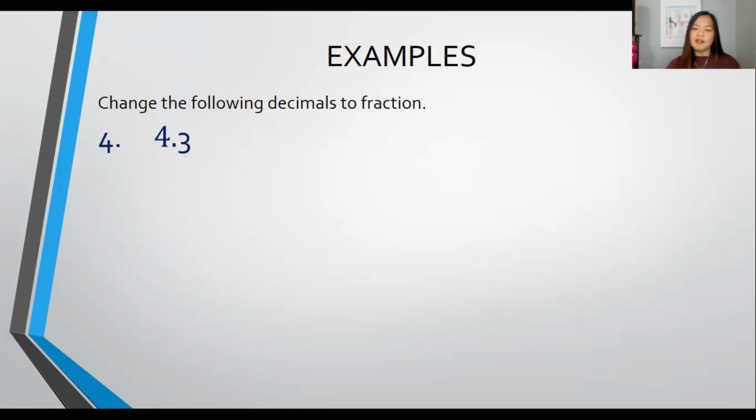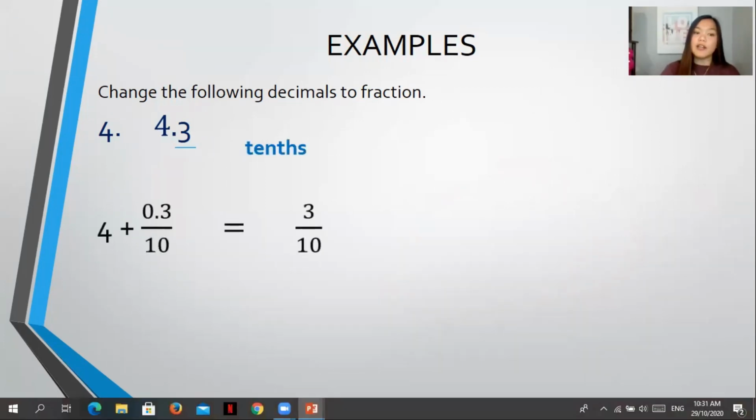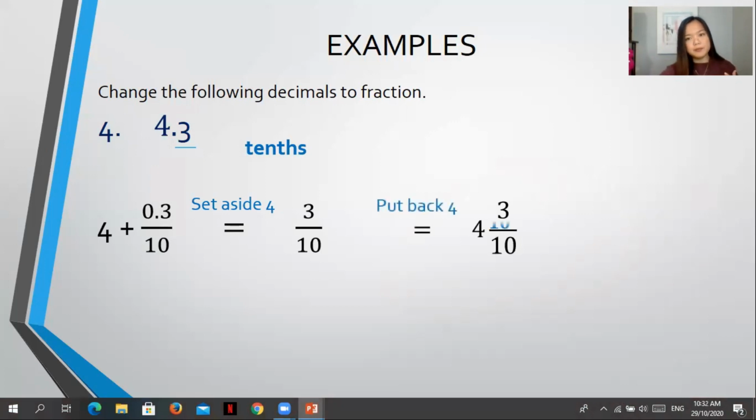Also, if you have 4.3, again, take note of the place value of 3: tenths. So again, set aside 4. Set aside 4, and then it becomes 3 over 10. And 3 over 10, set aside 4, and it will become 4 and 3 over 10. I no longer simplify that because that is already the simplest form. Therefore, 4.3 is equal to 4 and 3 over 10.